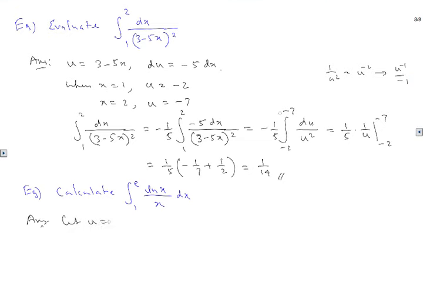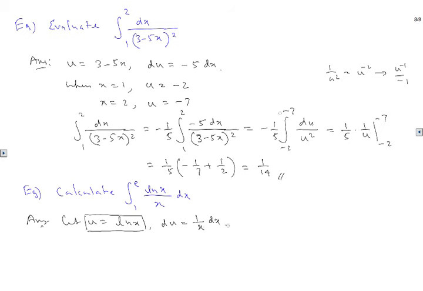So let u equal what? What's the inside function? Do you see a function and its derivative? What is the function? Is that x? No, its derivative is 1, so that's not going to work. The function is ln x. Be careful when you have log and 1 over x, that's always substitution. So then du is simply 1 over x dx, because the derivative is 1 over x multiplied by dx.